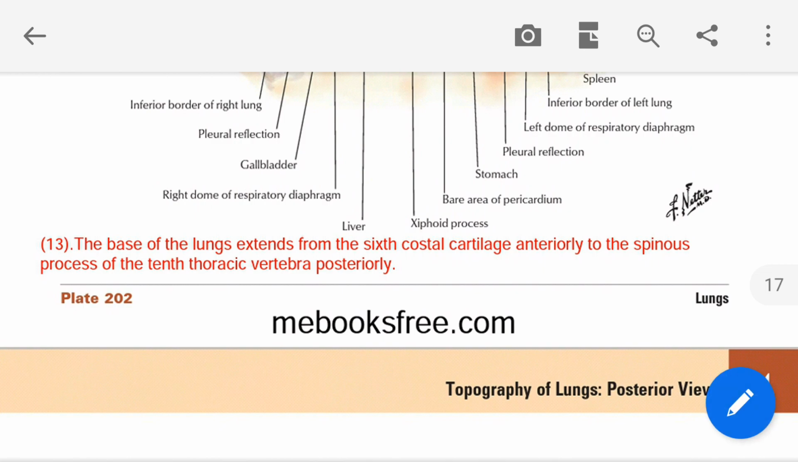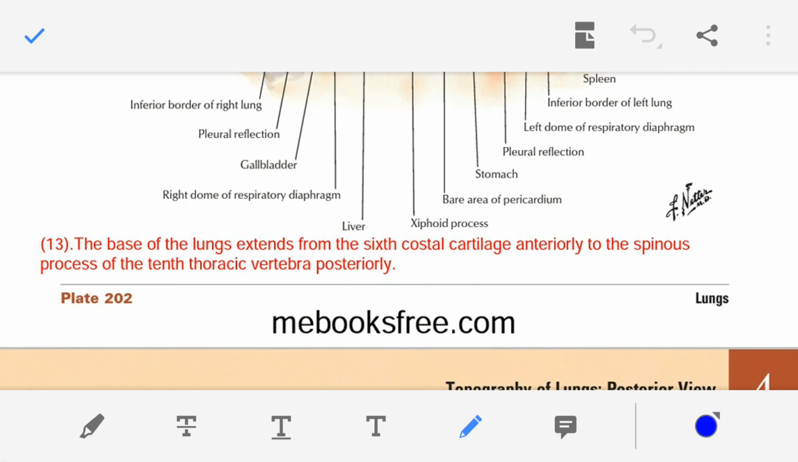Now the base of the lung extends from the sixth costal cartilage anteriorly to the spinous process of the 10th thoracic vertebra posteriorly. So first we are viewing the anterior view. Basically we are focusing on the base of the lung. First of all, the base of the lung we are viewing. And on the anterior side, where is it present? The sixth costal cartilage anteriorly.